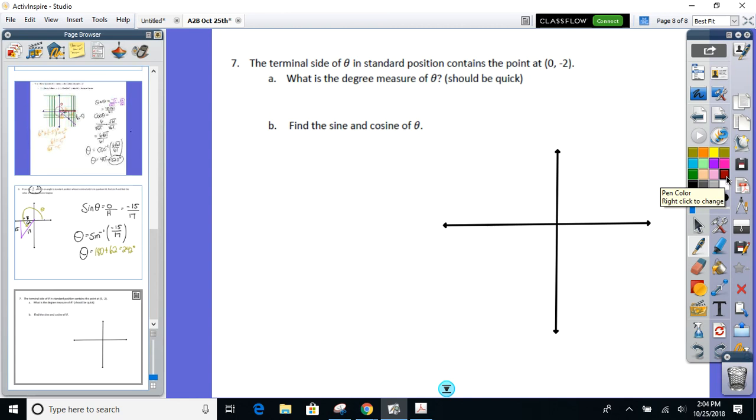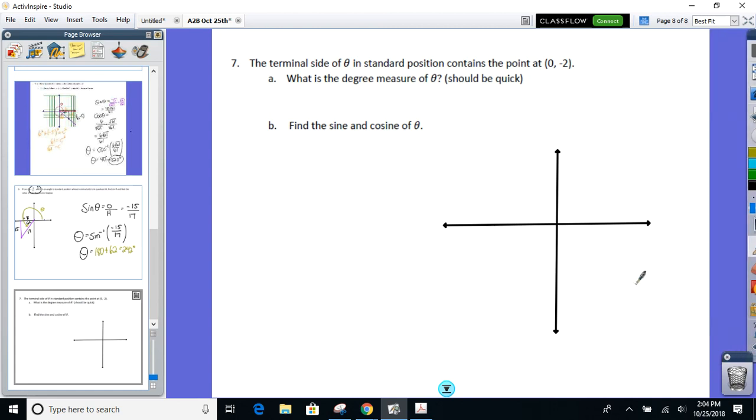Terminal side is at 0, -2. Where would 0, -2 be on my graph? On the line, right? 0, -2. So here's my angle right here. And notice it says this should be quick in parentheses. What's that angle measure? 270. I don't need to do any inverse on that one.